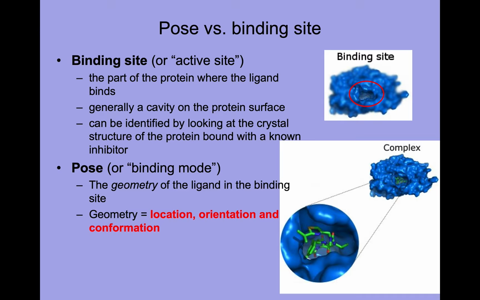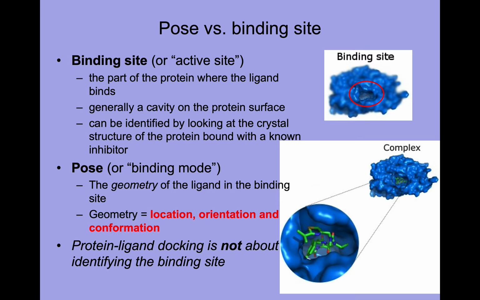Pose means, as I have already discussed, the binding mode, the geometry of the ligand in the binding site. So what do you mean by geometry? That is the location, the orientation, as well as the conformation. The small molecule may have some rotation around a single bond. The molecule can be rotated, so after rotation it can change its orientation and conformation as well.